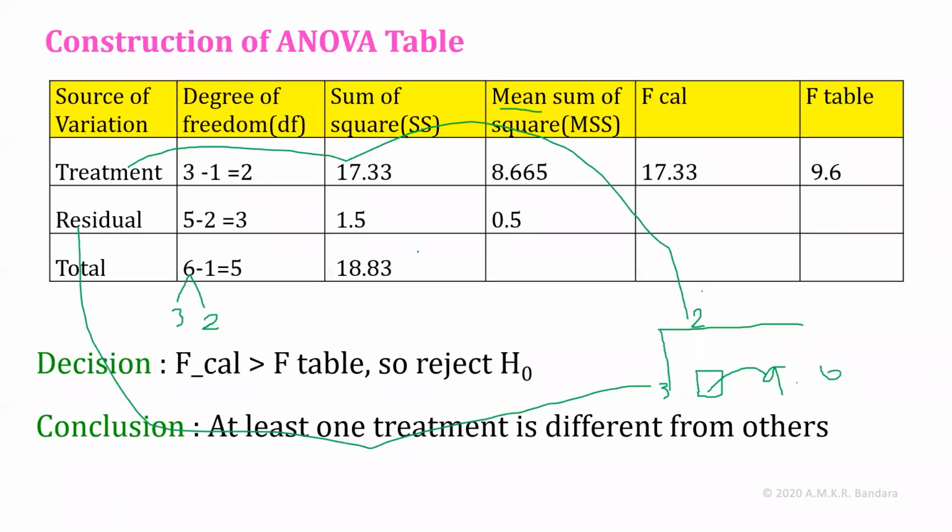At least 1 treatment is different from the others. In order to find which is the different treatment, we have another technique that will be discussed later. That is called the mean separation technique.